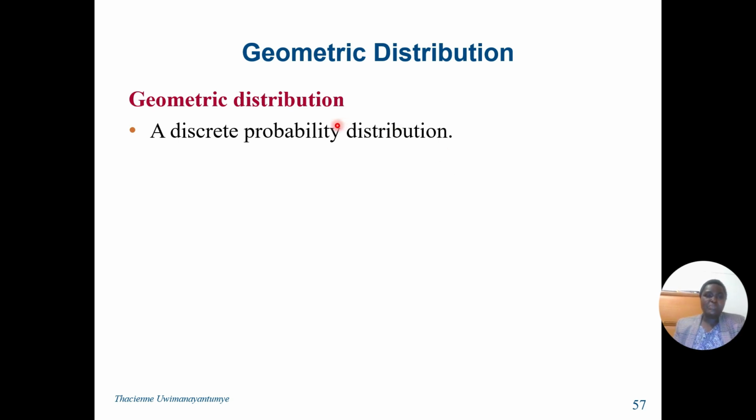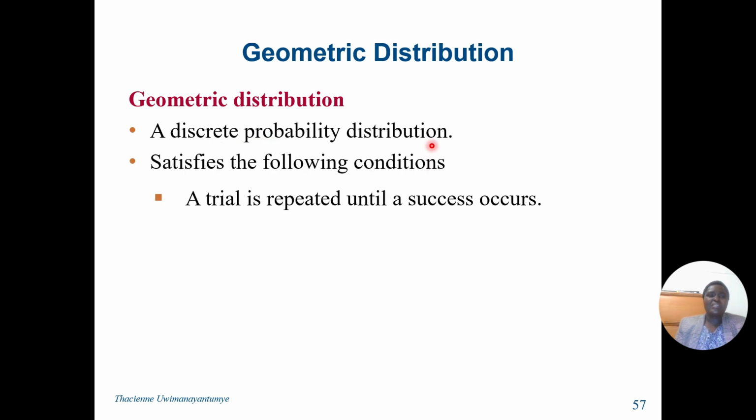A geometric distribution is a discrete probability distribution, and it satisfies the following conditions. First, a trial is repeated until a success occurs. We repeat an experiment, and when we get a success, we stop. It's not like in the binomial distribution, where we repeat the experiment, and when we reach a given number, we stop there. For the geometric distribution, we have to repeat until we get a successful event.